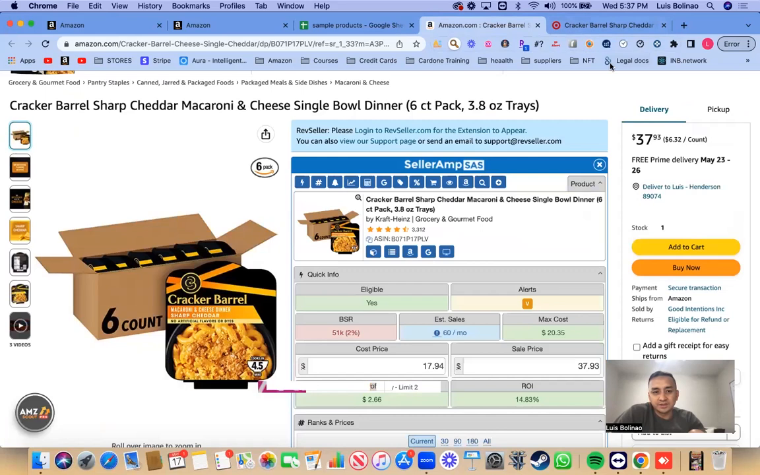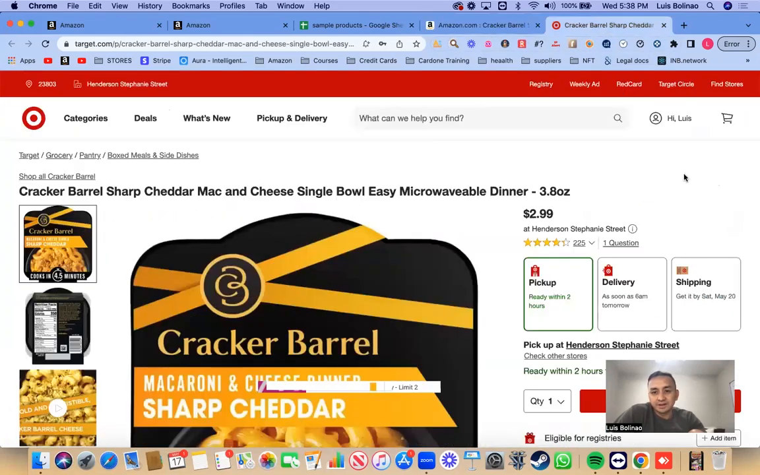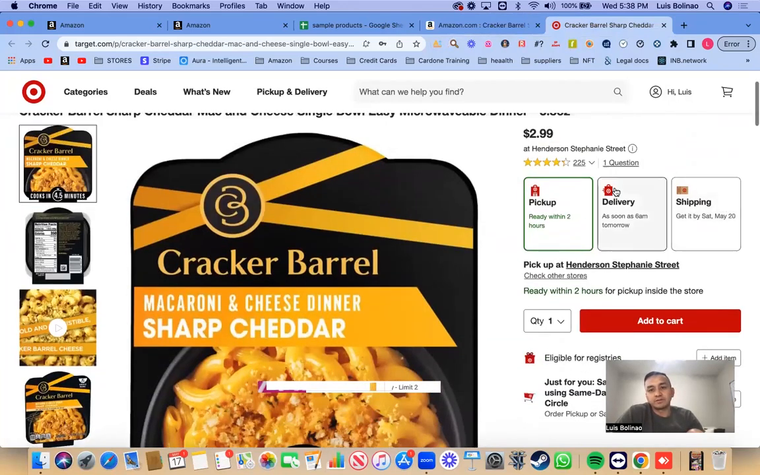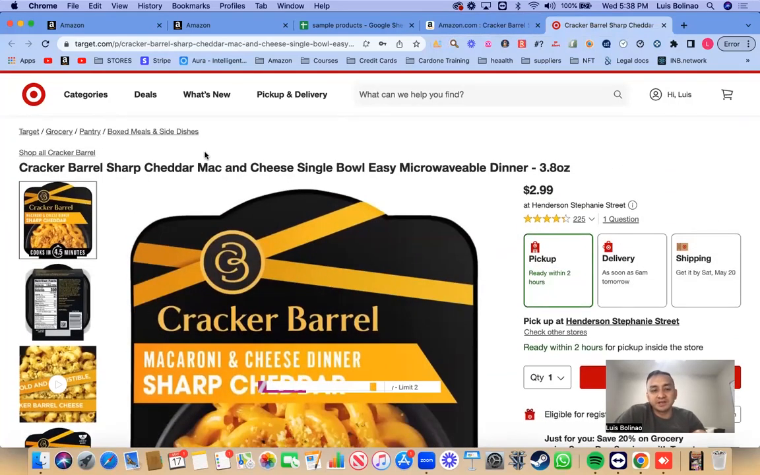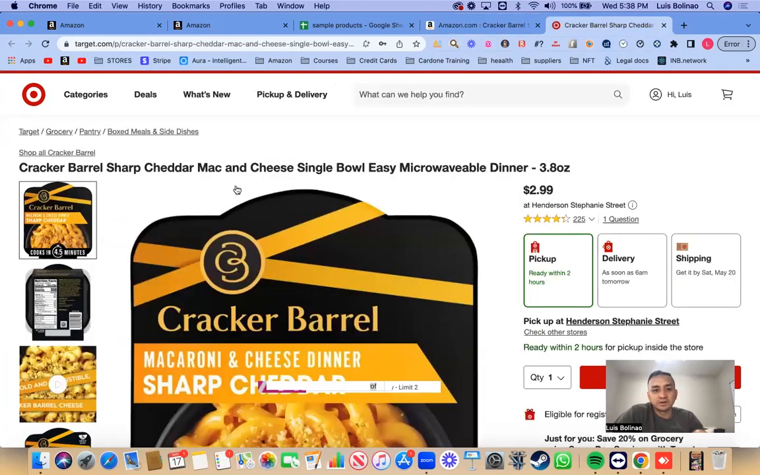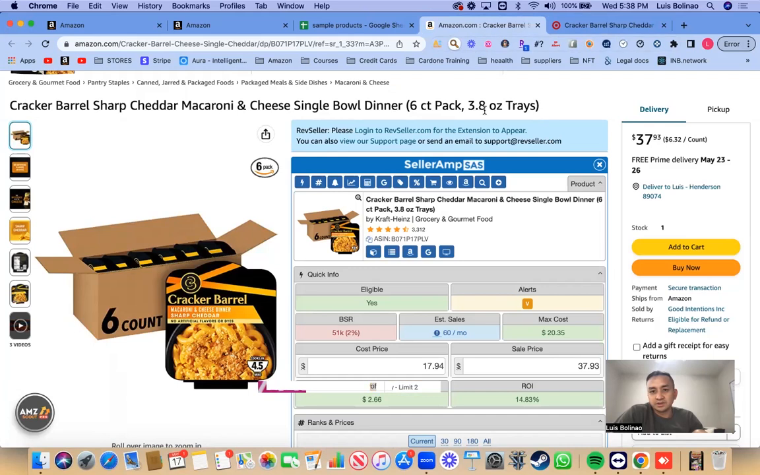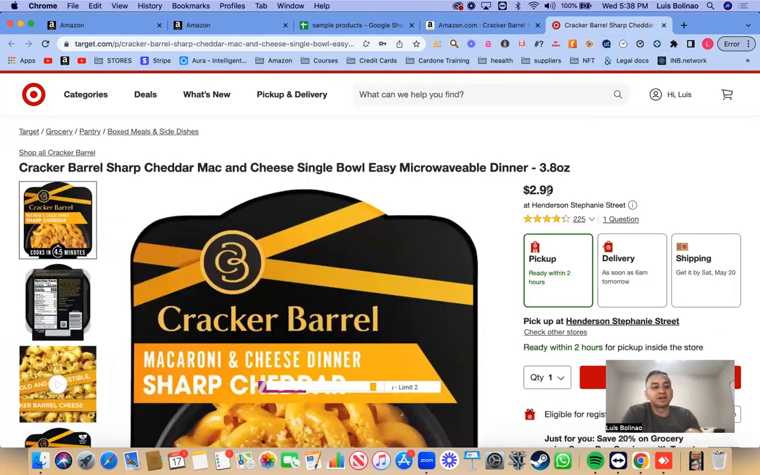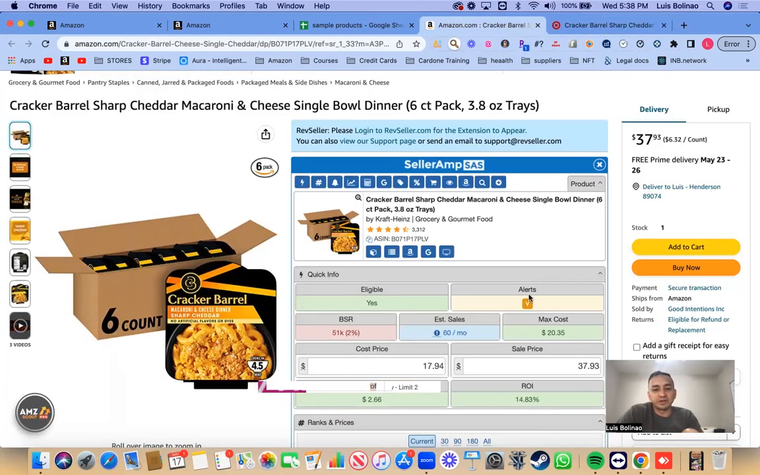So this one is a 6-pack, right? So $2.99. Well, first I'm gonna check that the products match. So Kraft, shells and cheddar, macaroni and cheese, a little dinner. Okay, so 3.8 ounces. So 6 of these, right? So 2.99 times 6. So it's 17.94, right?